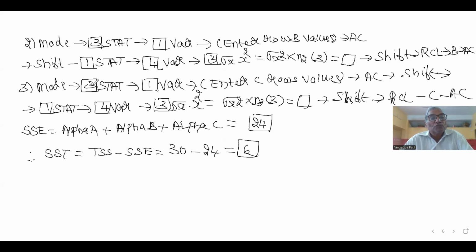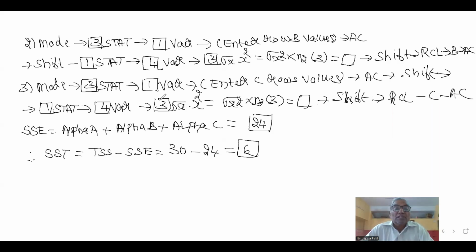The mode button, third button, that is the stat button, and 1 variable, enter all the C row values, AC button, shift, then 1 button, that is the stat button, again the fourth button, that is variance. After pressing the fourth button, you get the third as sigma x. But I want sigma x square, so press the x square button. Then it becomes sigma x square on the display; multiply by 3, equal to button, and store this value in the letter C.